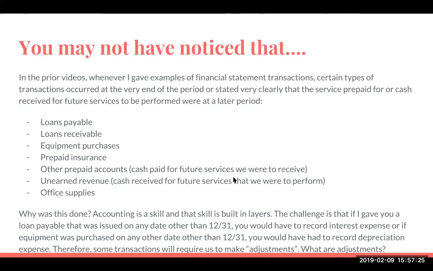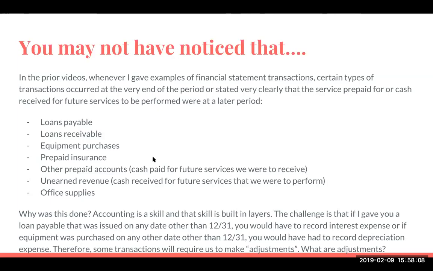The one thing you'll notice in my prior video sequences on recording basic transactions is that whenever I've used things like a loan payable or a loan receivable or equipment purchases or prepaid insurance, all of those transactions took place on December 31st. And there was a reason behind that. As well as the other prepaid accounts, basically cash paid for future services that we were to receive in the following year, unearned revenue, or cash received for future services that we were to perform in the following year, office supplies. And why was this done?